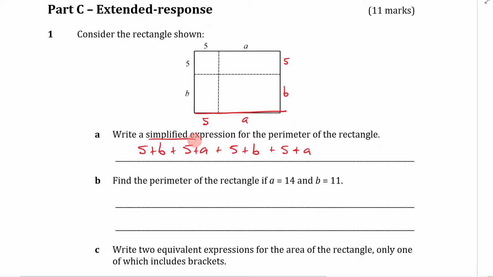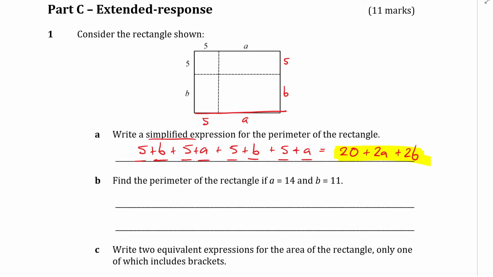It says simplified. So now we need to gather things together. So I've got 5 plus 5 is 10, plus 5 is 15, is 20. Then I've got a plus a is 2a. And then I've got b plus b is 2b. So that's going to be my answer there, 20 plus 2a plus 2b.